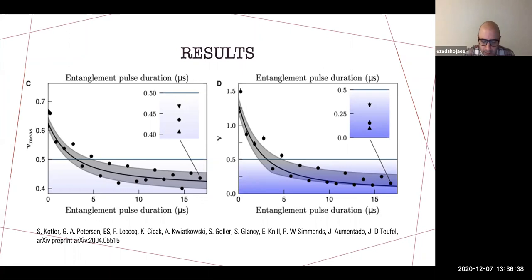And what are these insets about? These are for the last point in both plots, here and there. And this is basically the 1 sigma of the systematic error on top of the measured data.